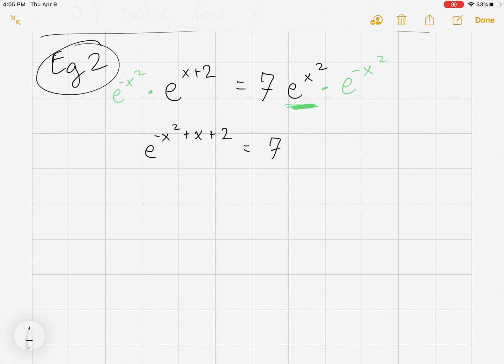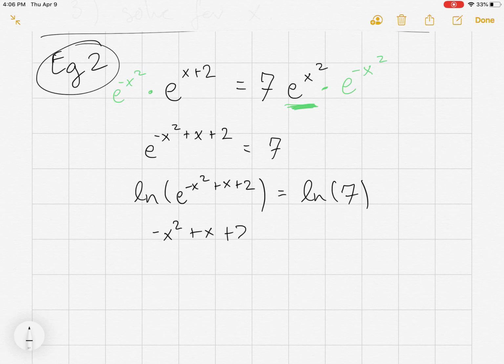So now we can take the natural log of both sides. We're going to get the natural log of e to the negative x squared plus x plus 2, and that's going to be equal to the natural log of 7. And just as before, all we're going to be left with is the power of our e there. So this whole thing is going to be negative x squared plus x plus 2, and that's going to be equal to the natural log of 7.